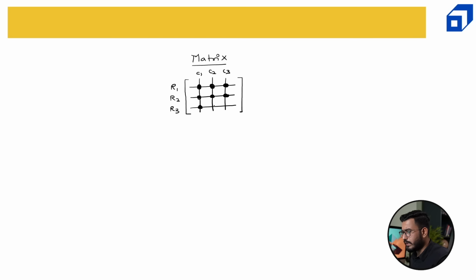A particular matrix can have a variety of shapes. The shape of a matrix is defined by the number of rows followed by the number of columns. So this matrix is having a shape of 3 cross 3 because it has 3 rows and 3 columns. Now when you have two matrices, there are certain rules that you have to keep in mind before performing matrix multiplication.